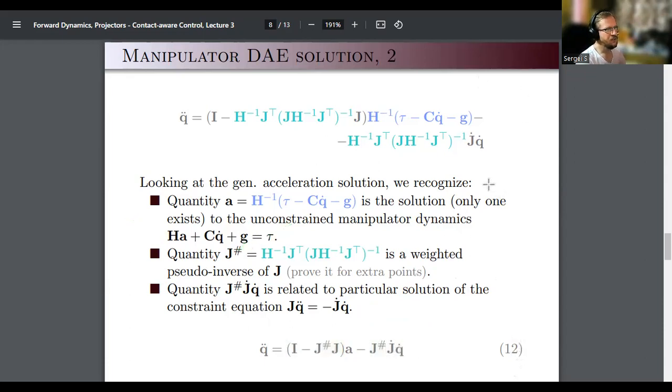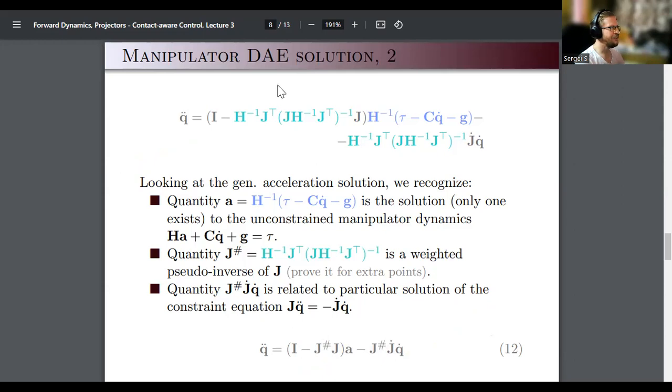So you could think of the solution to the constrained manipulator equation as a particular plus null space solution. The particular solution comes from the constraints themselves, and the null space part comes from the dynamics of the manipulator. So dynamics provides you the null space solution, whereas constraints provide you a particular solution. Very, very interesting way of looking at it.